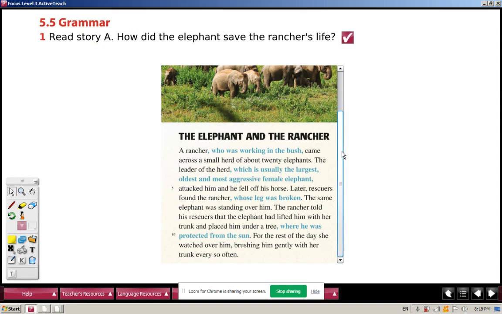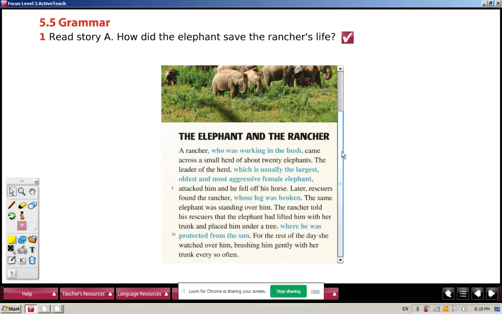A rancher who was working in the bush came across a small herd of about 20 elephants. The leader of the herd, which is usually the largest, oldest, and most aggressive female elephant, attacked him and he fell off his horse. Later, rescuers found the rancher whose leg was broken. The same elephant was standing over him.